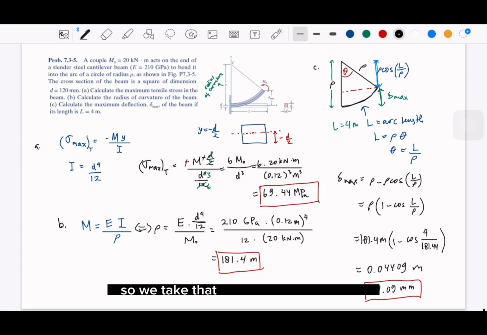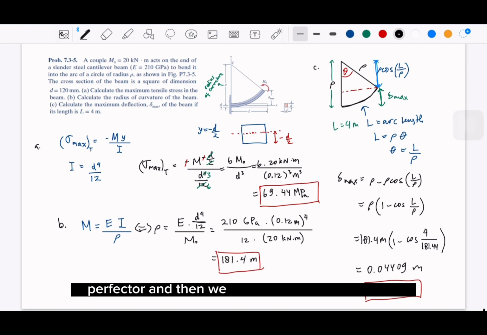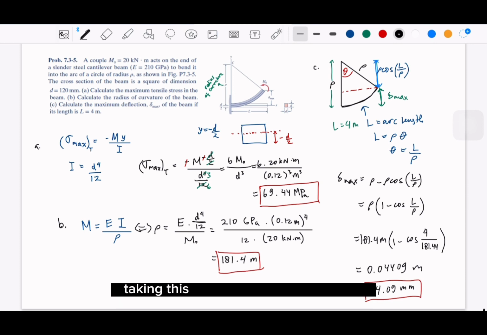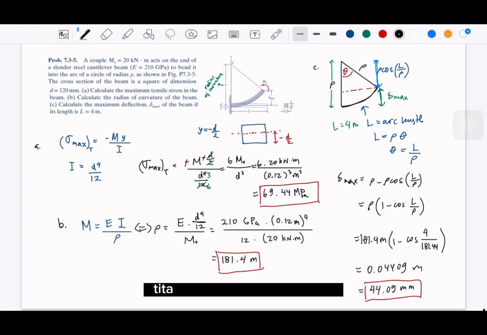We take that the beam is deflected, and assume that it makes a circular curvature. Then we can approach it with a radius, this rho, and find this arc length. The arc length will be, in our assumption, the same as the length of the beam. That's why we are taking this into this equation here. There's a subtraction between rho and rho cosine theta.